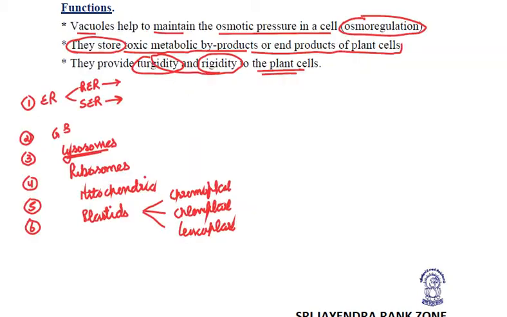Chromoplasts are the colored plastids which impart color to the flowers for attracting insects for pollination. Chloroplasts contain the green colored pigment chlorophyll, and help in the process of photosynthesis by absorbing sunlight. Leucoplasts are the colorless plastids which act as storage sacs.